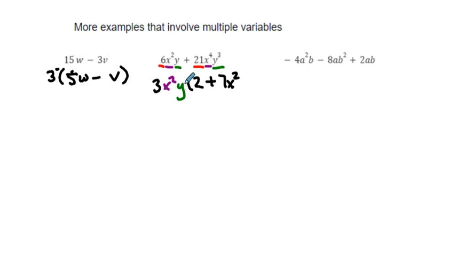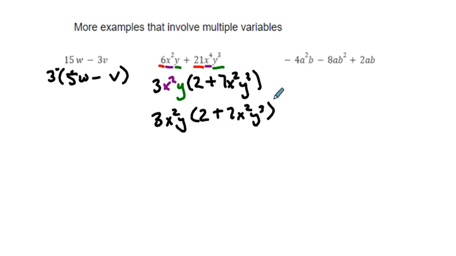All right, and then we have y times what gives me y to the 3rd power. Well, I know I'm going to have a y, and if I'm going from 1 to 3, I'm going to need 2 more. Okay, so final answer is 3x squared y times the quantity 2 plus 7x squared y to the 3rd power, or y to the 2nd power. My bad, I read that incorrectly. And we're good.